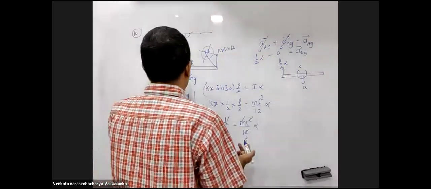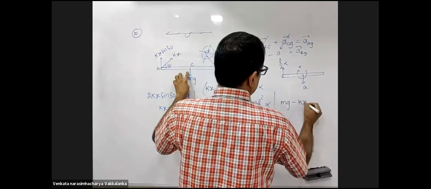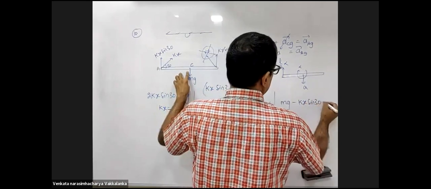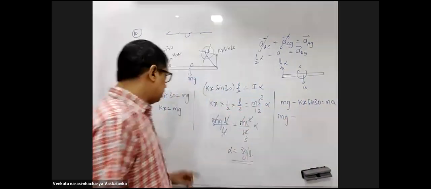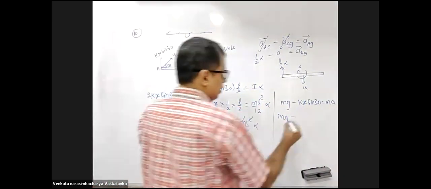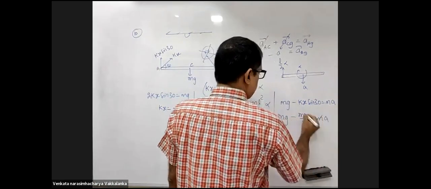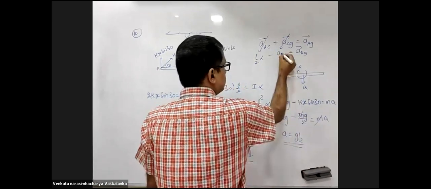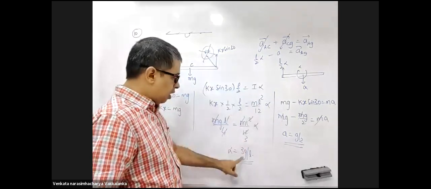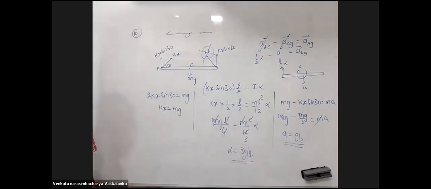How do I get the acceleration of center of mass? mg minus kx sine 30 is m into A. mg minus, how much is the value of kx? mg sine 30 is ma, so mg by 2 is ma. A is equal to g by 2. Substitute A is g by 2 and alpha is 3g by L. I'll get the acceleration of point A with respect to ground.